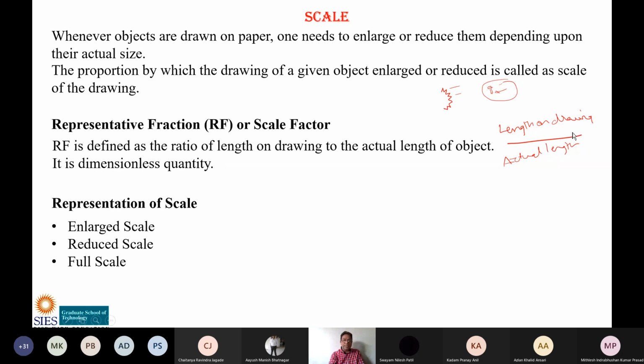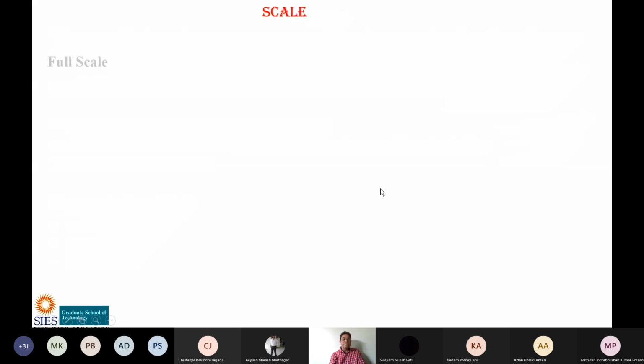What is this representative fraction? Length on drawing upon actual length. So if the actual length is of a bridge, or of a building, then that is the actual length, but that cannot come on drawing. So the length on drawing will be the one which can come on the drawing. So this ratio is called representative fraction. Okay, so we'll understand this in the next slide.